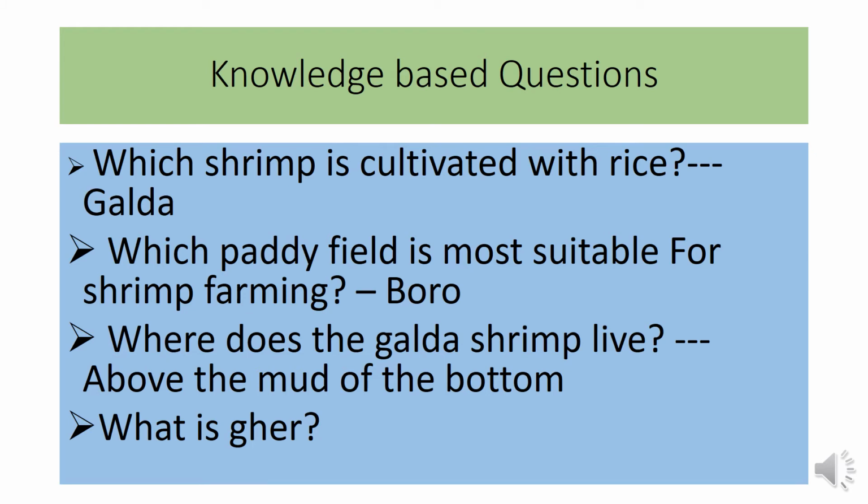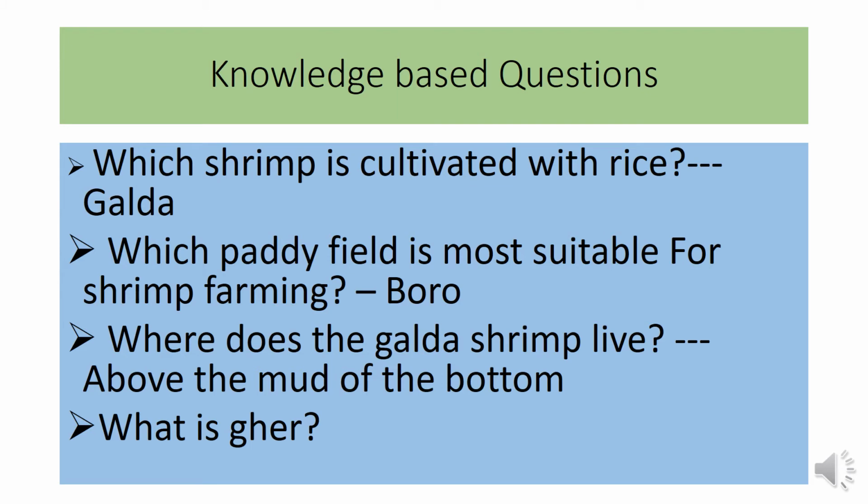Where does the Golda shrimp live? Golda shrimp live above the mud on the bottom. Mainly shrimps are present at the lower level of the pond, and Golda shrimp are present in the bottom layer above the mud. The last question is, what is a gher?